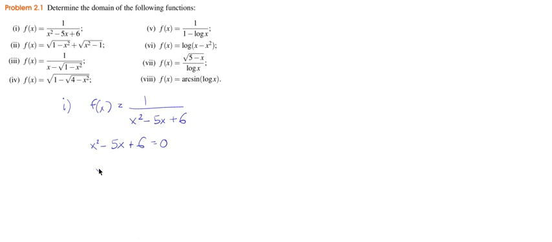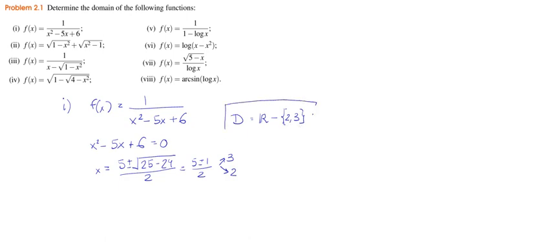Okay, and we have done this before. So this is a second order polynomial, and you know how to solve this. There are 2 solutions, 3 and 2. So the domain here is the reals, every real number except 2 and 3. Okay, so this is the set that contains only the numbers 2 and 3. Right? Okay. Next one.